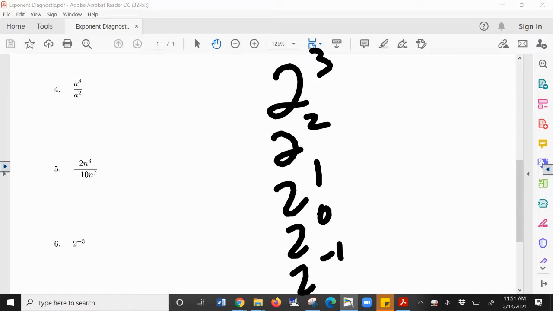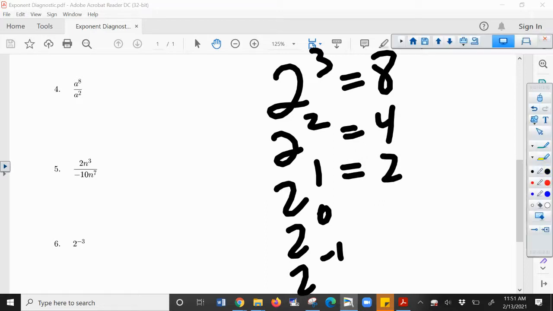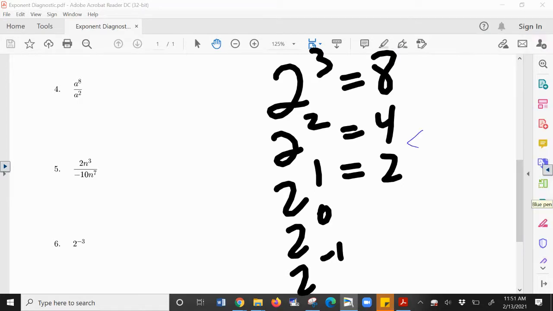See what's going on. 2 to the third is 8, and 2 to the second is 4, and 2 to the first is 2. If you're going up, you're multiplying by 2. But if you're going the other way, it's dividing. So for instance, 8 divided by 2 is 4, and 4 divided by 2 is 2. So using that logic, I would say that 2 divided by 2 is 0.